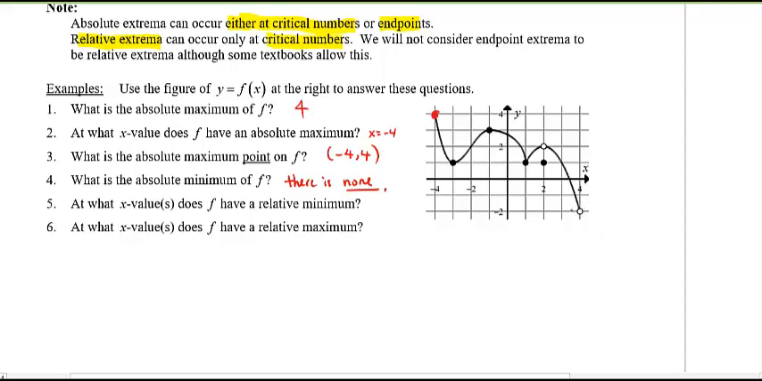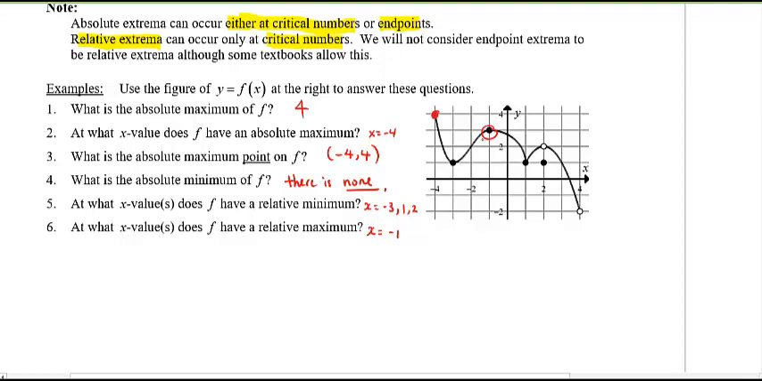Now, at what x value does f have a relative minimum? So relative minimum means in the local region. And if you said x equals negative 3, I like it. If you said 1, I like it. And also if you said 2, you're like, what? 2? Yeah, because that is the minimum value in the local region. That also works. And finally, number 6, at what x value does f have a relative maximum? Well, if you just said negative 1, I'd be happy. And that's the only one.